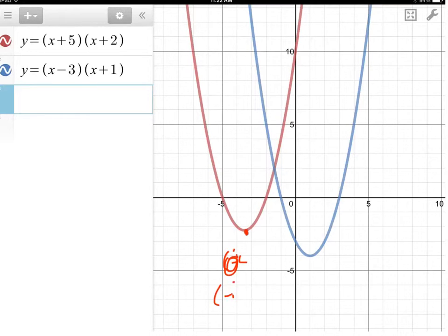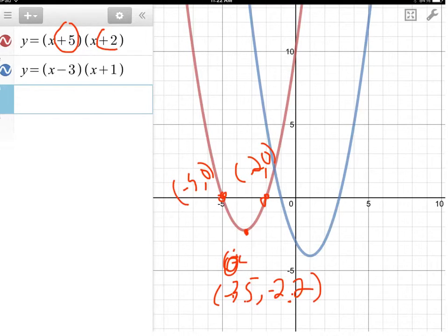Let's see, -3.5 and -2.2. Oh, I don't see those numbers up there, do you? Alright, let's see our zeros, our roots. We have -5, 0, -2, 0. Oh, they are there, aren't they? The 5 is there, and the 2 is there. Interesting.